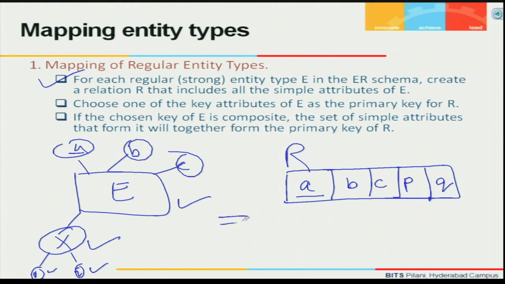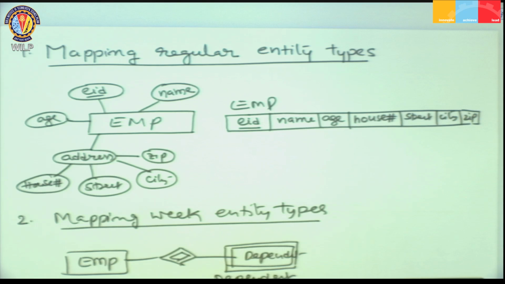Now this regular entity type has been mapped into a relation schema. This is how we map a regular entity type into a relation schema. For example, let us have a look at this. Employee has employee ID, name and age. Let us assume that this regular entity type is part of our ER diagram. Then there is a complex attribute address which contains house number, street, city and zip code. Then how to map this?